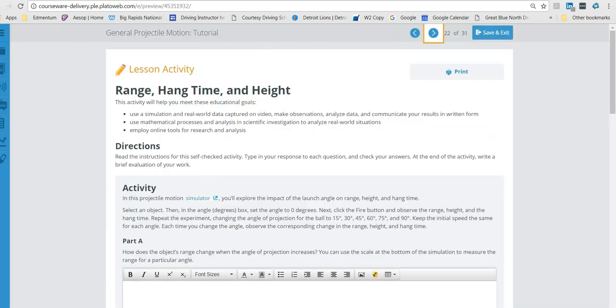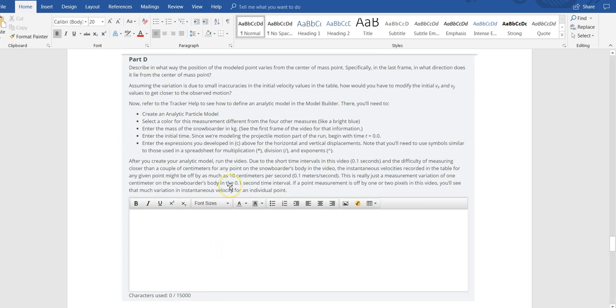It's great. Part D, let me go back to part D here. I want you guys to describe in what position the model point varies from the center of mass point, especially in directions that lie from the center of mass, and assume how you would modify the V and X. That seems pretty complex. So let's go back to this.